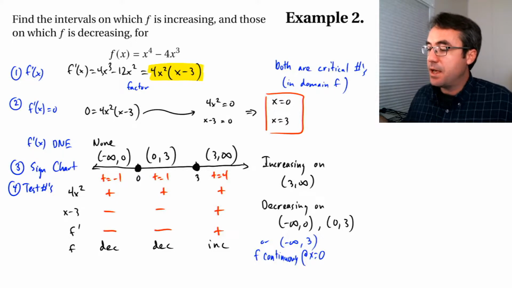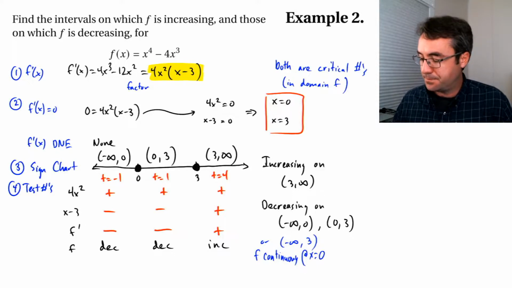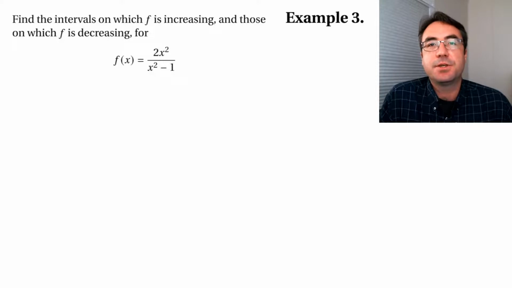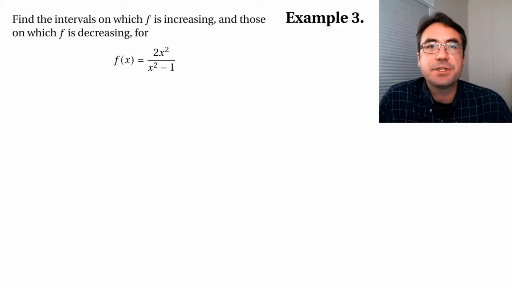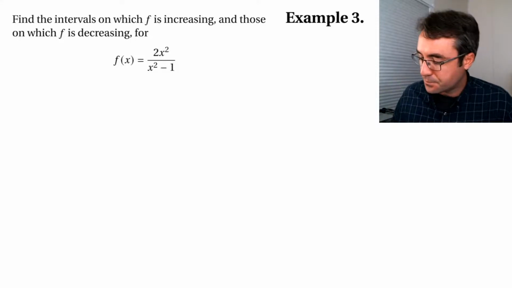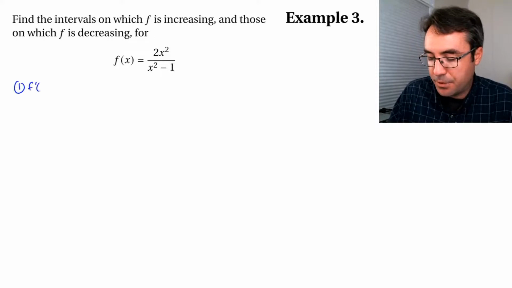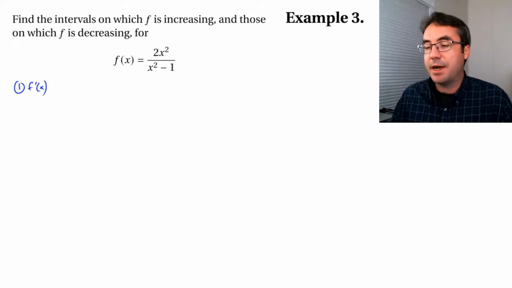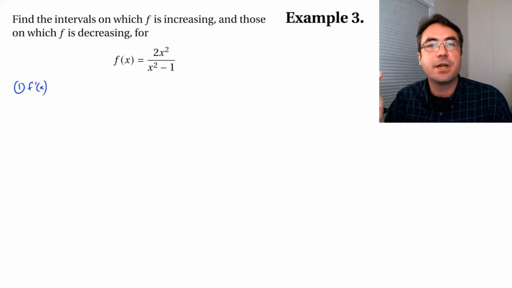Let's try another example where things get a little bit more involved. So the function 2x squared over x squared minus 1, we're going to go through and figure out where this function's increasing, decreasing. And let's start by going through our steps. We need f prime. So here f prime is going to be a little bit of work. We have a fraction here, we have a quotient, so we need to use the quotient rule.